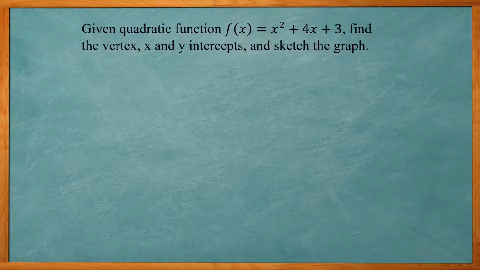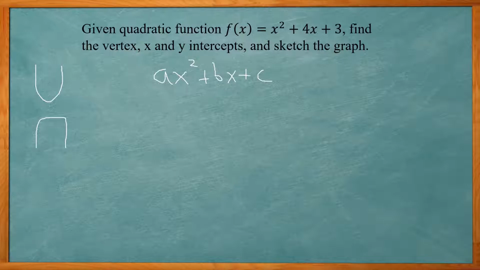Now the standard form of a parabola is written as ax squared plus bx plus c. Now the a determines which way the parabola opens, up or down. If a is positive, it's going to open up like that. If a is negative, it's going to open down like that.